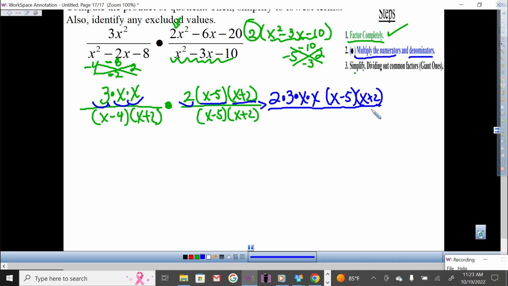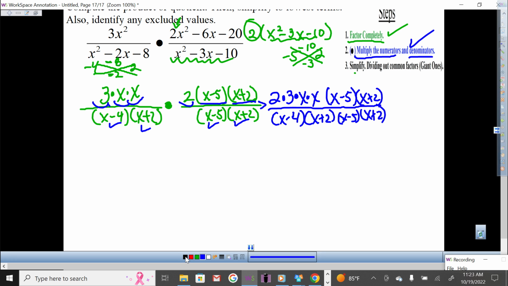We're done with the numerator. Let's go to the denominator. Where do I start? Right here. X minus 4. Next, x plus 2. Next, x minus 5. And next, x plus 2. We're done with step 2.